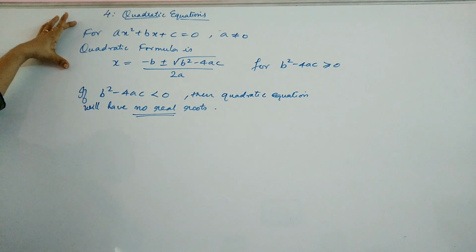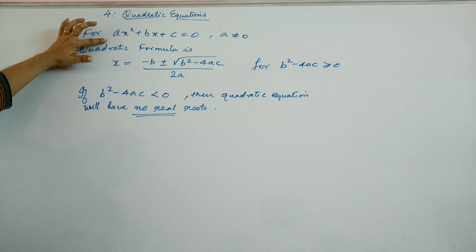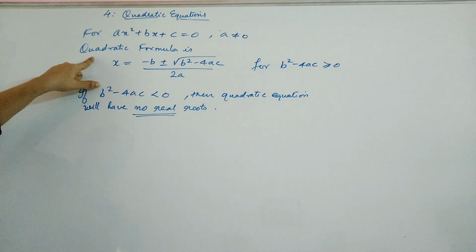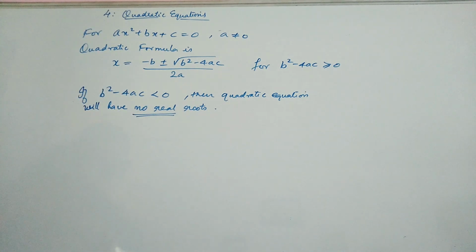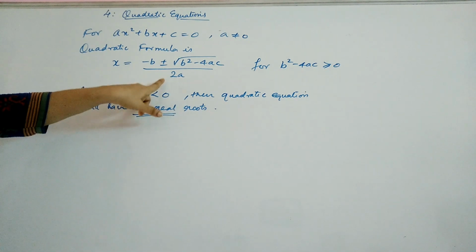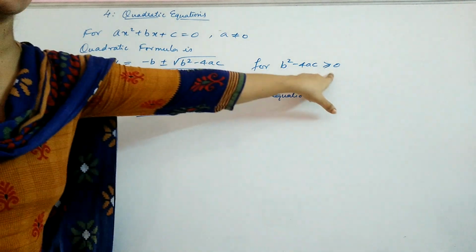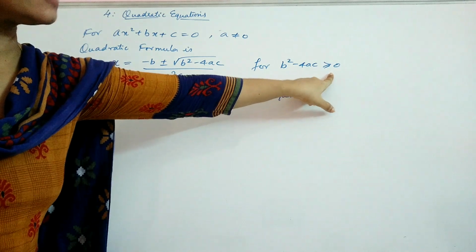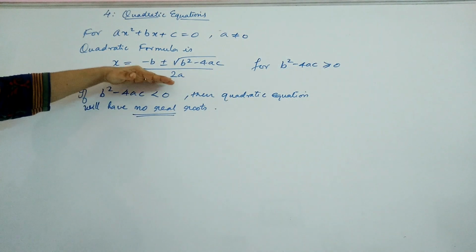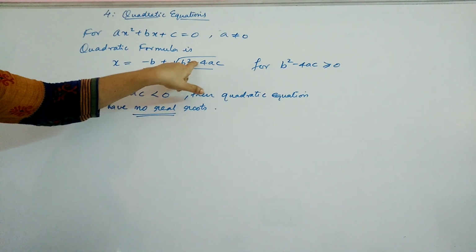So the total summary for the quadratic formula is, for the equation ax square plus bx plus c equal to 0, where a is not equal to 0, that is your standard form of quadratic equation. You have the quadratic formula as x equal to minus b plus or minus root of b square minus 4ac by 2a, and this formula comes when you have your b square minus 4ac as greater than or equal to 0. For greater than 0 as well as equal to 0, you can use this formula. That means inside this root you will get either positive value or 0 value.